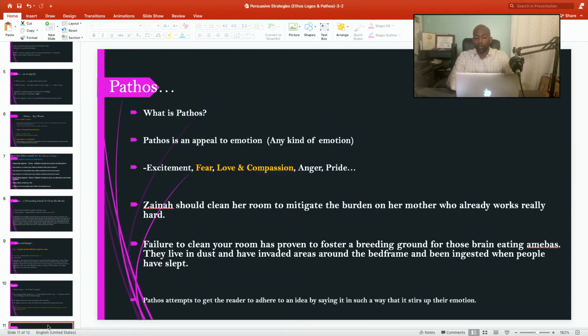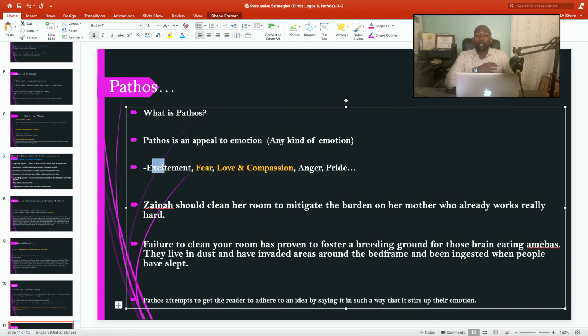Then we got pathos. Pathos presents or gives or provides support for an argument, a thesis, based on an emotion. And the key is it can be any type of emotion, and there are several types of emotion. We got excitement, we got fear, we got love and compassion, we got pride, we got anger. All of those are different emotions you can appeal to when trying to write topic sentences to support a thesis.